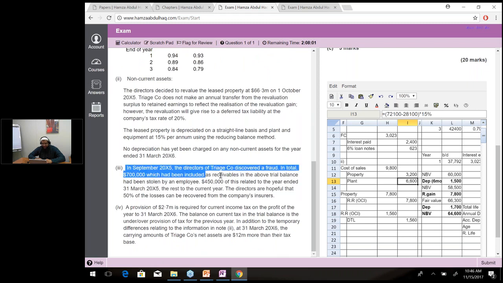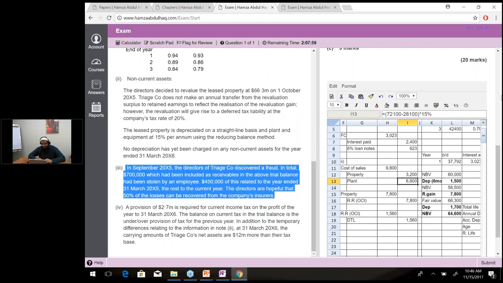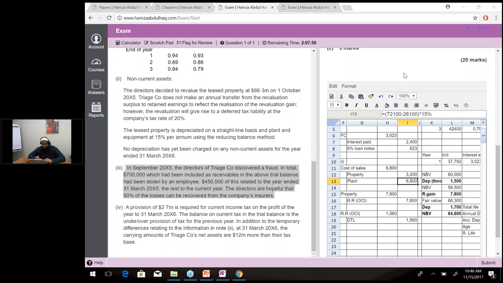Okay, now let's move towards adjustment number 3. Welcome, Rabi. In adjustment 3, the question says that in September 20x5, which is near the end of the year, the directors of Triage company discovered a fraud. In total, $700,000, which has been included as receivables in the above trial balance, had been stolen by an employee.